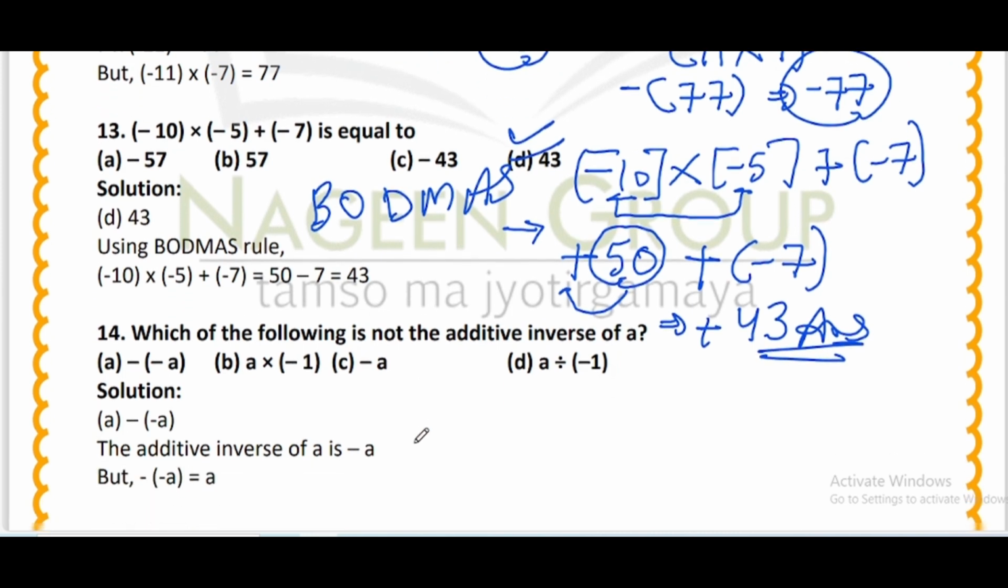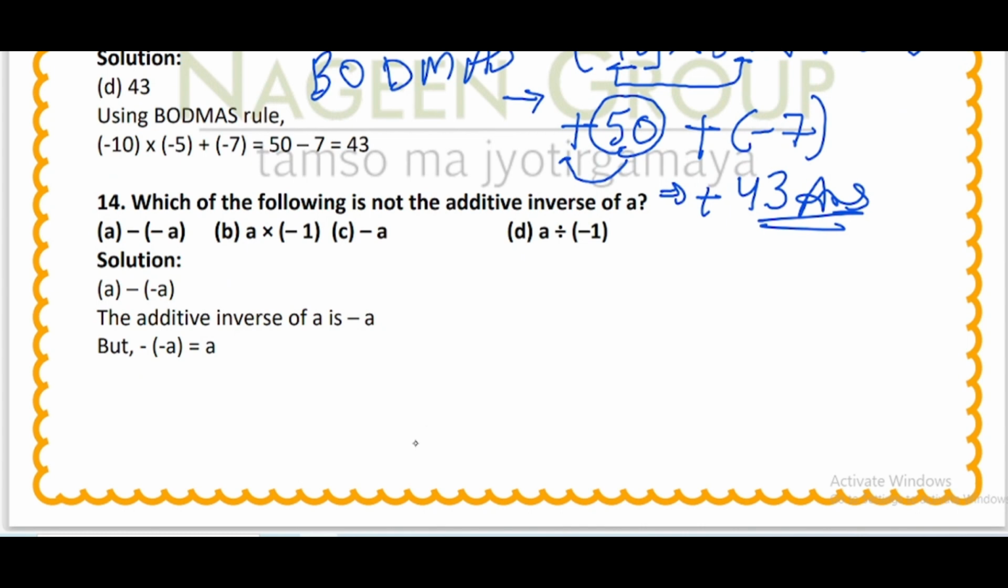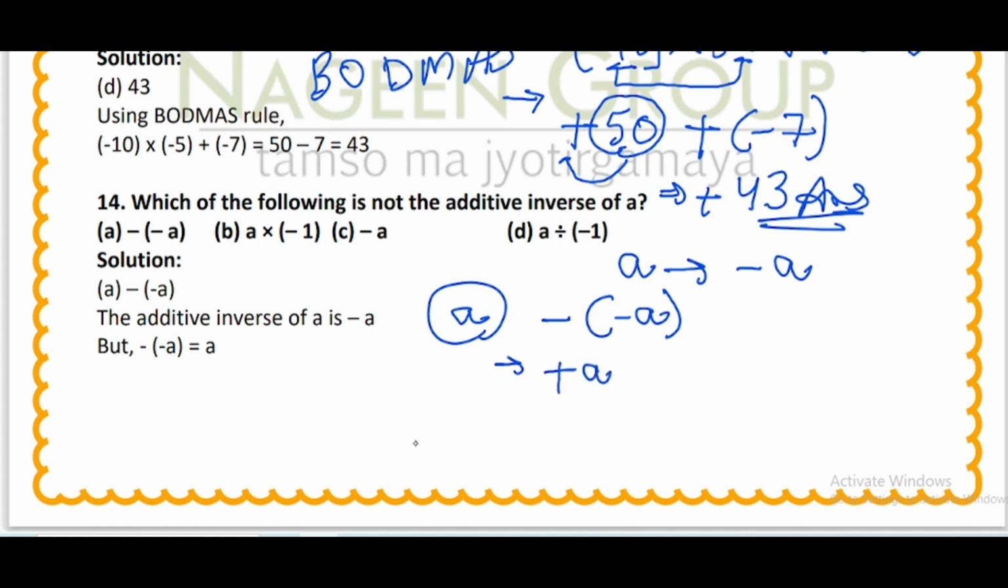Let's see question number 14. Which of the following is not the additive inverse of A? Let's see. The additive inverse of A is minus A. Let's see part A, that is minus into minus A. First we solve the symbols. Minus into minus, that is plus A. It means plus A is not the additive inverse of A, because the additive inverse of A is minus A. Then the right answer is part A.